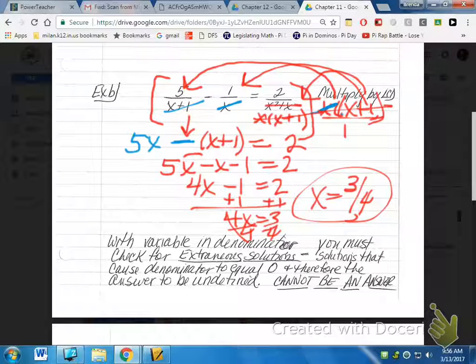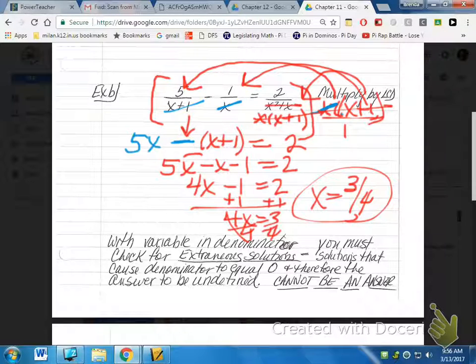Okay, now, something really important. It says, with a variable in the denominator, you must check for extraneous solutions. Solutions that cause the denominator to equal 0, and therefore the answer to be undefined, and it cannot be an answer. So here's the thing. I need to check all of these denominators.